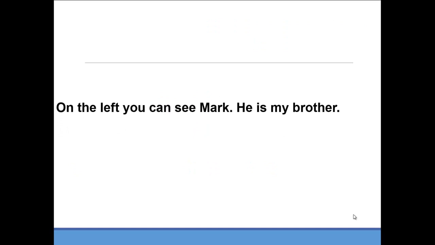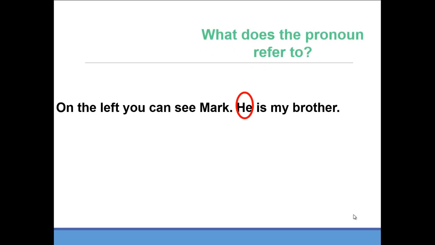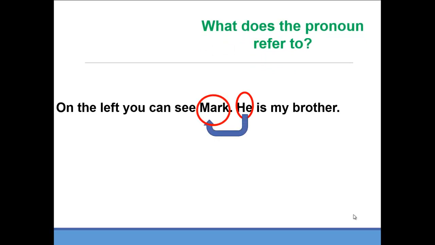On the left, you can see Mark. He is my brother. We have the pronoun he. What does it refer to? It refers to Mark. What do I call the noun Mark? I call it the antecedent.